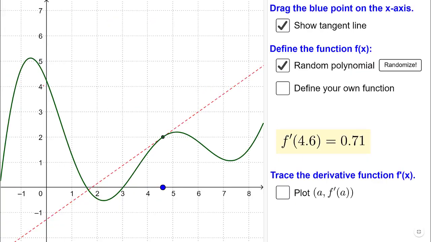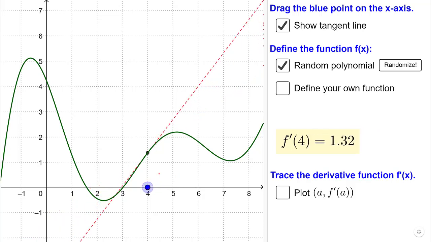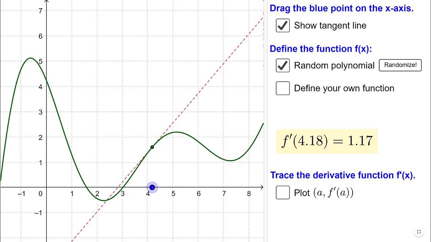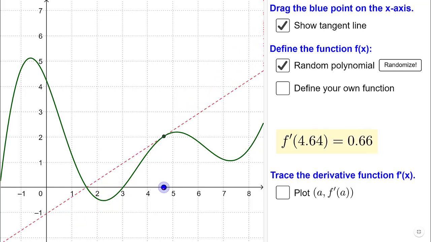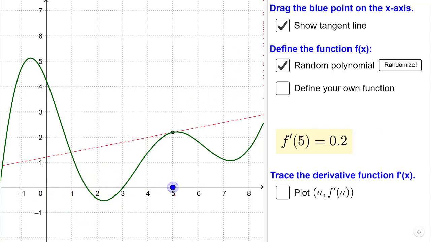In this figure, the graph of a function is shown, and I can pick different x values, and the computer will tell me the slope of the tangent line for that particular x value. So for example, when x is 4, I see that the slope of the tangent line is 1.32. As I move to the right, we see how that slope is changing. And when I get to x equals 5, the slope of the tangent line is 0.2. It's just a little bit positive.